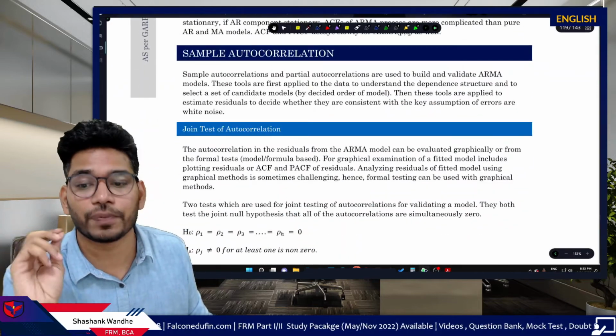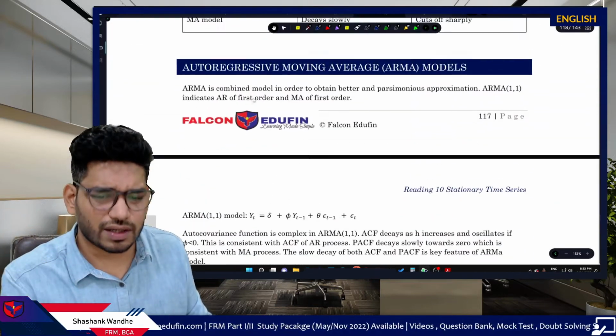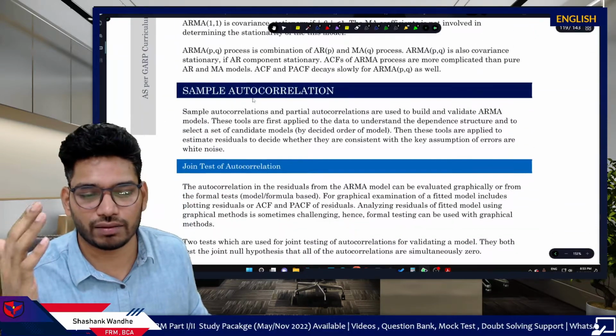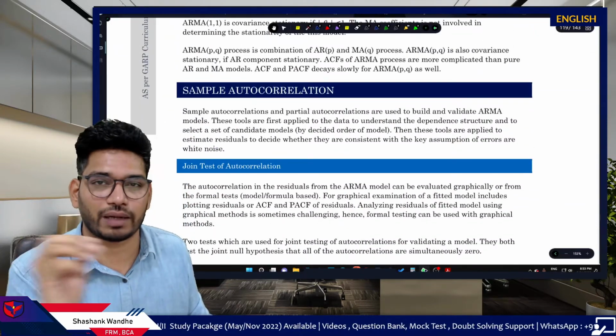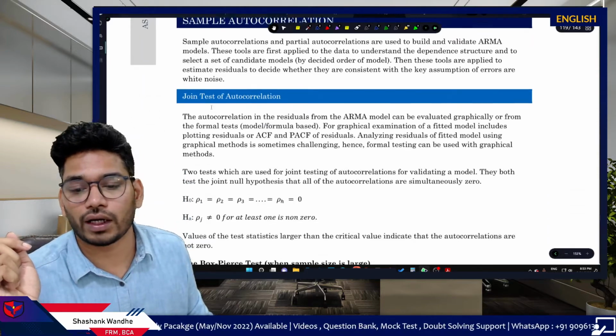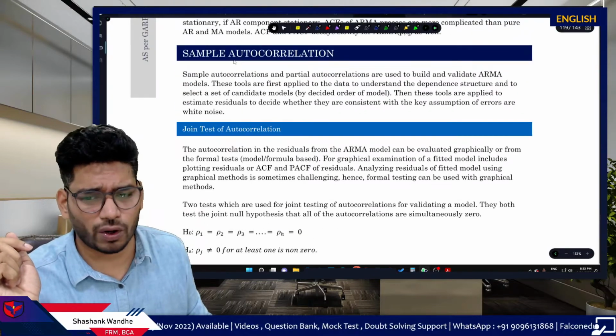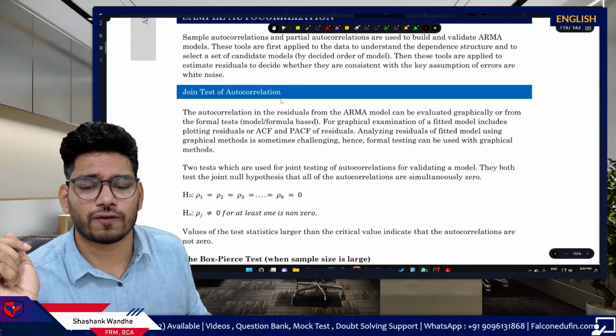So that's a discussion here. Then the sample autocorrelation. Again, this whole discussion is an important discussion. You have to understand all the theory perspective, like from the exam perspective, remember the important points. Sample autocorrelation function. Now here, understand what the sample autocorrelation is, and then the joint test of autocorrelations.